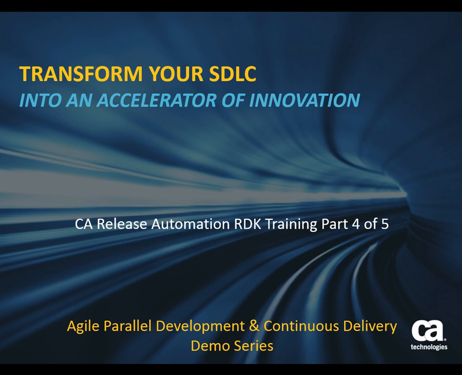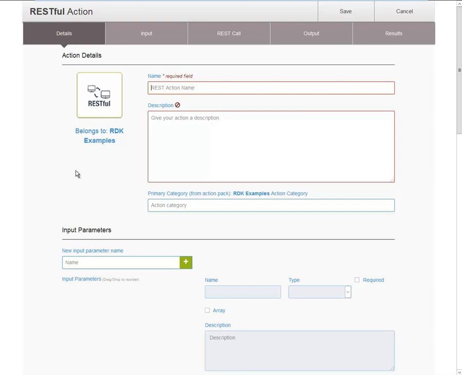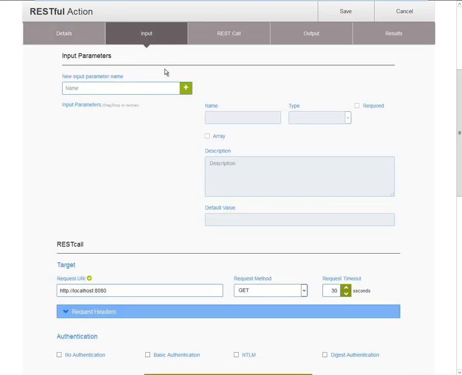In this fourth part, we'll cover the RESTful action type. Let's start with a name, and a description. We'll skip the action category and go straight to the input.